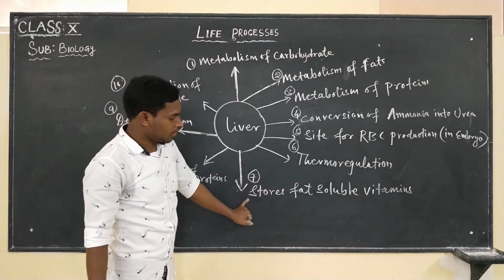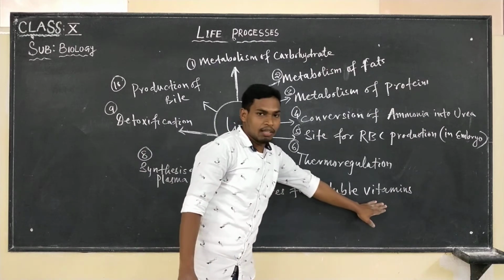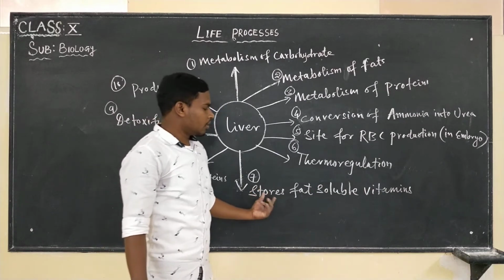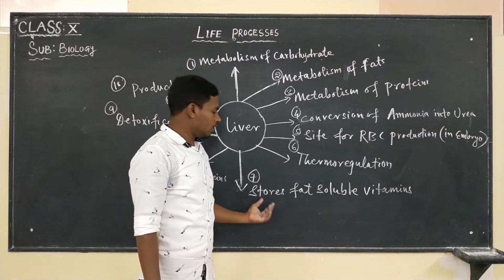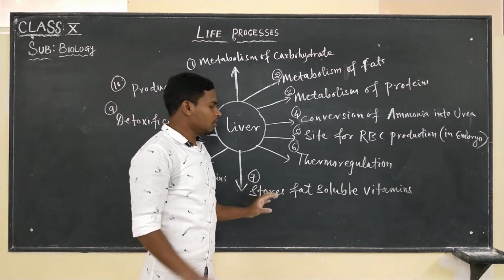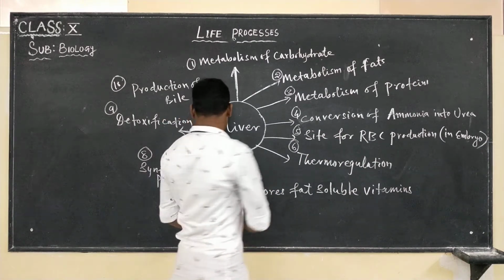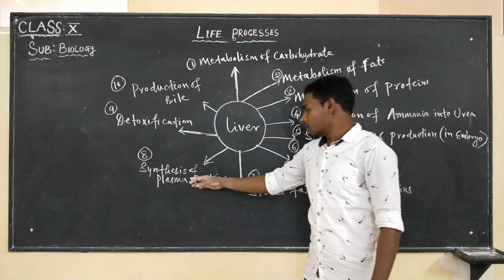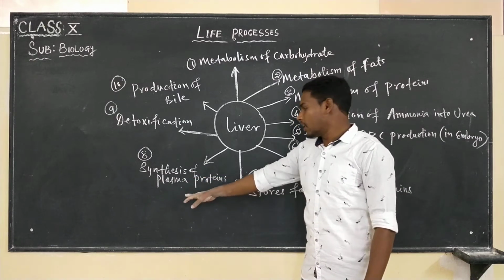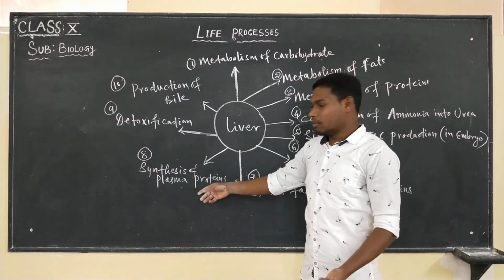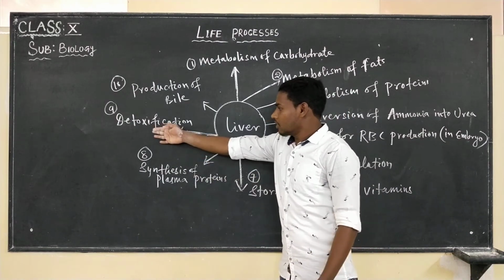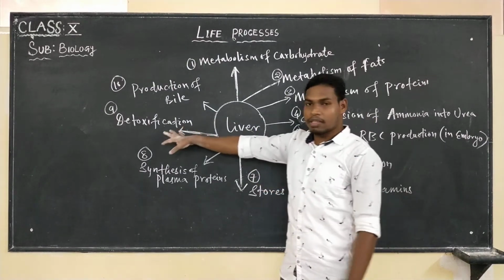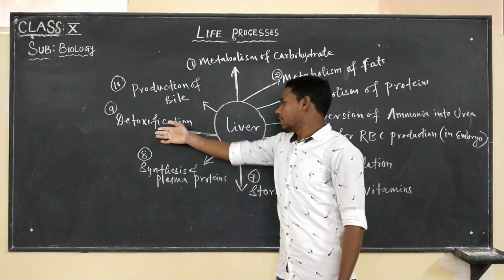And the next function is, it stores fat soluble vitamins like A, D, E, K, and even excess water in our body is stored by the liver in order to regulate the volume of blood. Next function here, it also synthesizes plasma proteins like albumin and the fibrinogens. And the next function is detoxification. Liver acts as a detoxifying organ. All the drugs that are present in our body are detoxified with the help of liver.